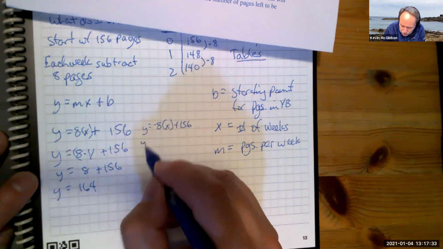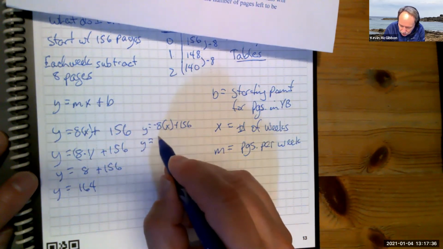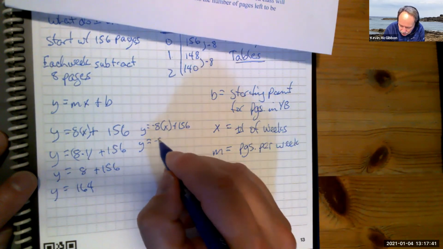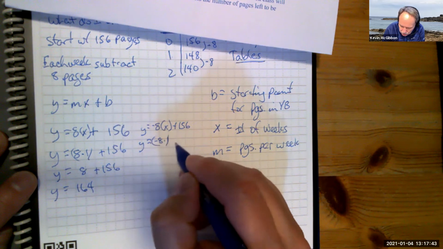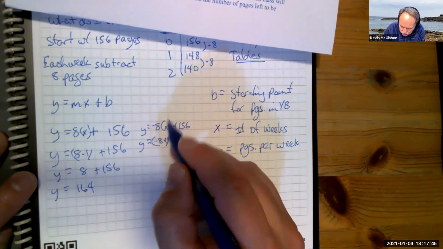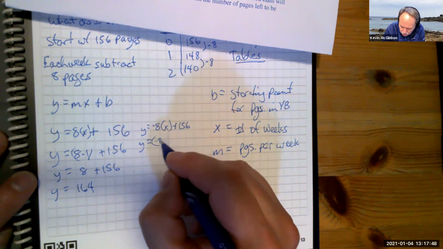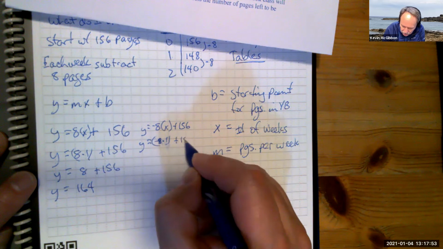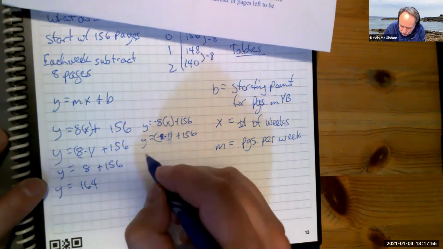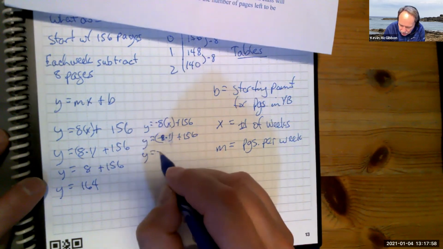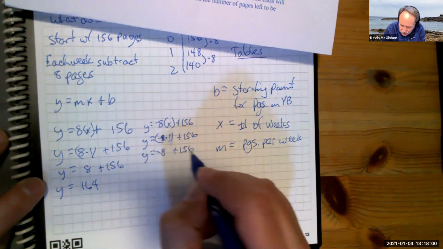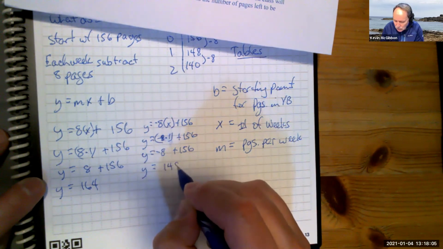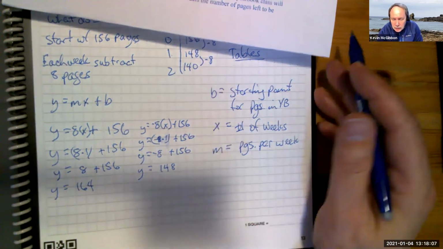So y is equal to, I'm going to plug 1 in again since we're using 1. -8 times 1, plus 156, which is going to be equal to -8 plus 156. And that's going to give us 148. And that looks quite a bit like what we have up here, isn't it?